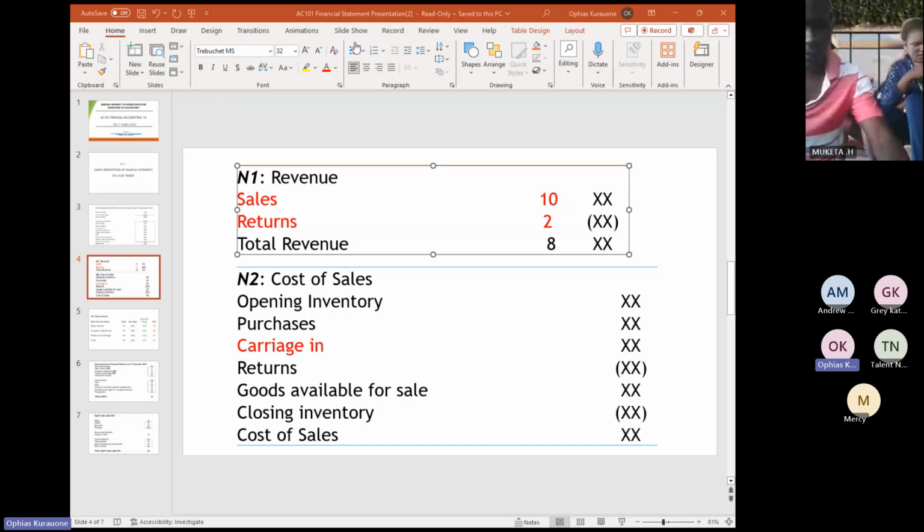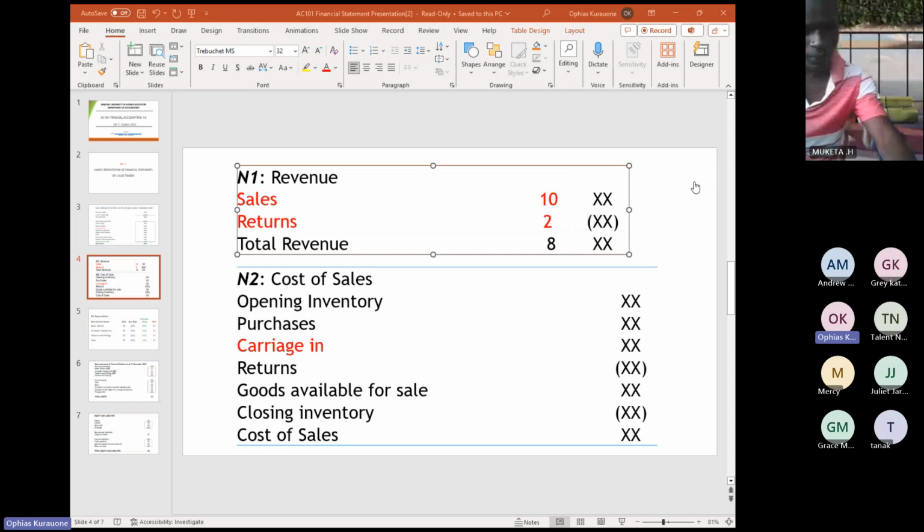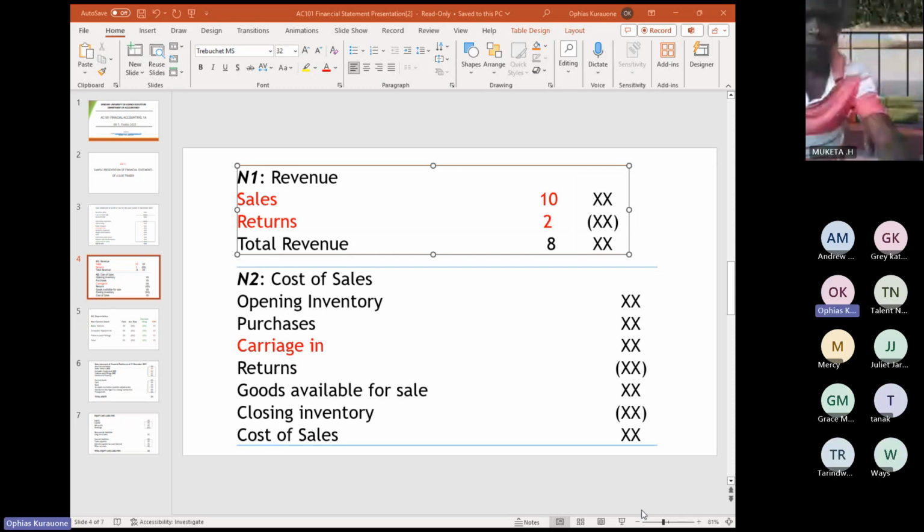So that is very critical. It's very important to notice that. It's very, very critical for us to understand that we also incur expenses. But for us to generate revenues, we need to incur expenses.